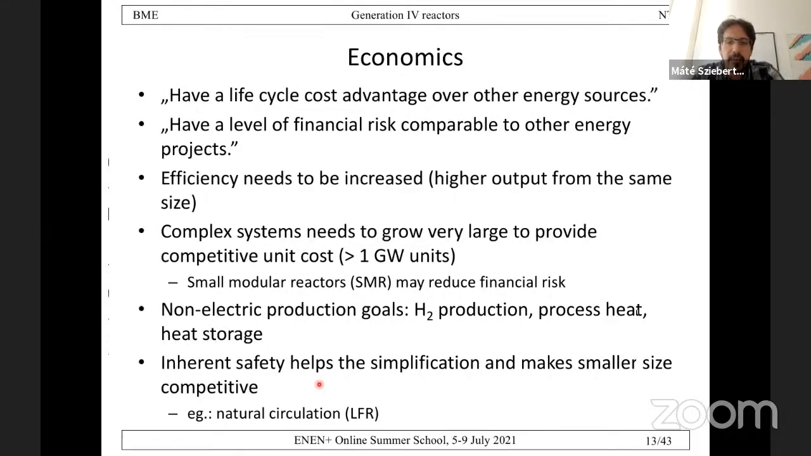Some inherent safety features also help in the simplifications and make smaller size. This is why lead-cooled fast reactors are an attractive idea for small modular reactors, because you can very much rely on natural circulation when your coolant is lead.